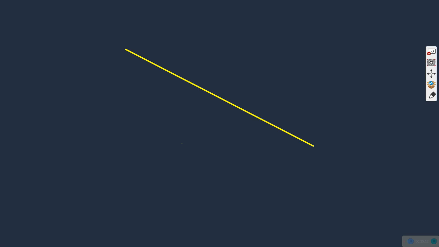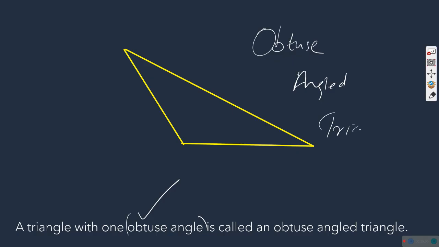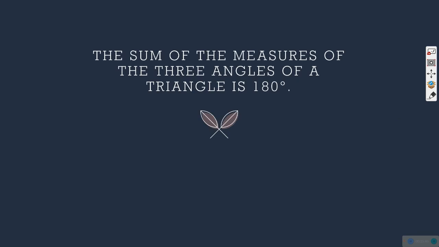And here we are having another triangle which is having all these different measures, but one of the angles is more than 90 degrees, which we name as an obtuse angle. Obtuse angle means having at least one such angle: an obtuse angled triangle, a triangle with one obtuse angle. So these are the different types of triangle depending upon the measure of the angle.